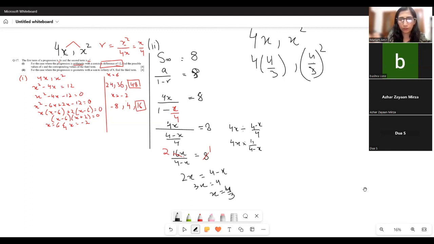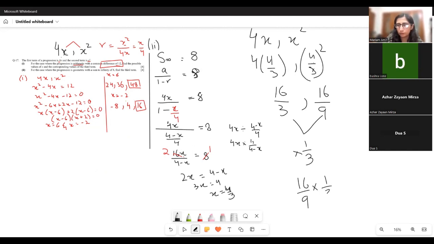And what is r? r is x upon 4. So this is going to be 16/3. Next one is 16/9. So then r is 1/3. So then the third term is going to be 16/9 into 1/3. So 16/27.